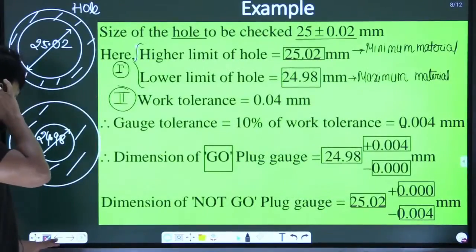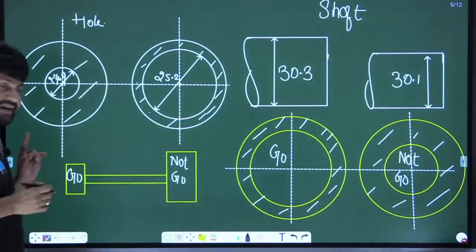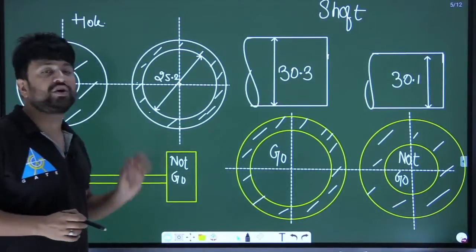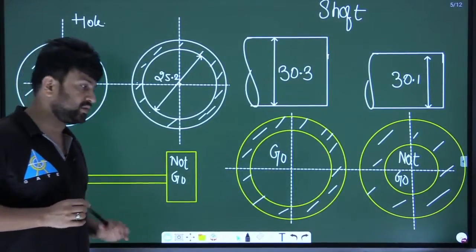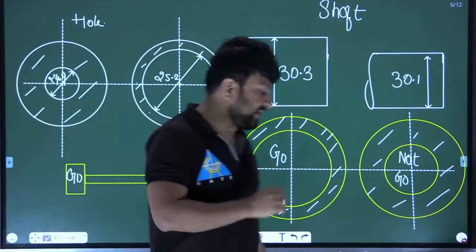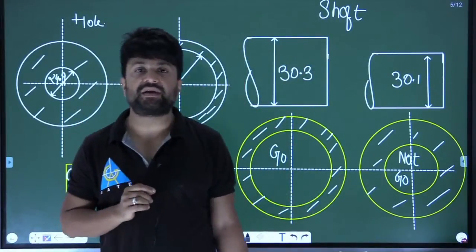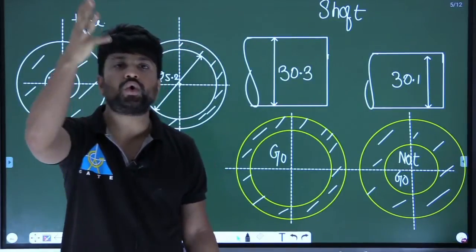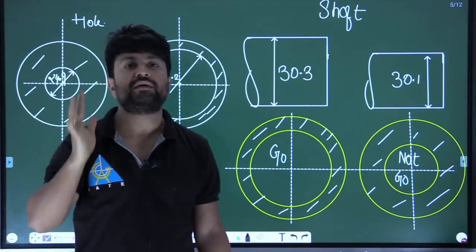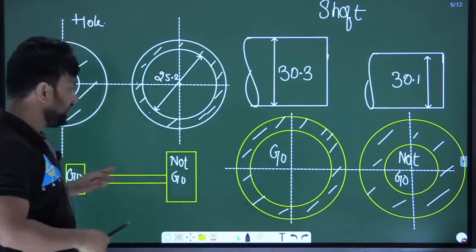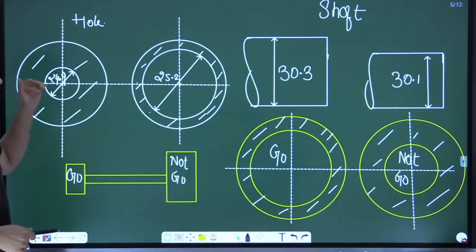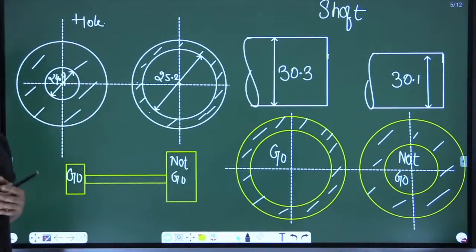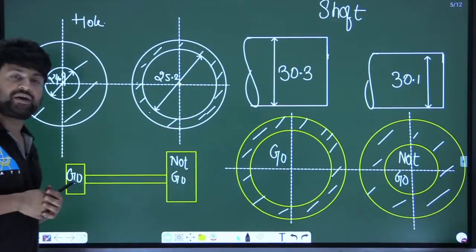So, my dear, the question is: maximum of the time, which end of the plug gauge will enter into the hole? Go end. So if the go end will enter into the hole for the maximum number of times, then what happens?